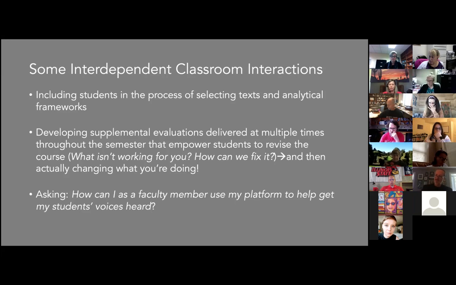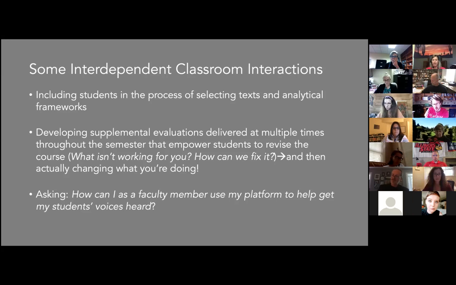And then the other one was asking ourselves, how can I, as a faculty member, use my platform to help get my students' voices heard? And so inviting students to present with you on panels at conferences, and then also, really importantly, encouraging them to see the work that they produce in your class as being worthy of being shared with the larger university community.